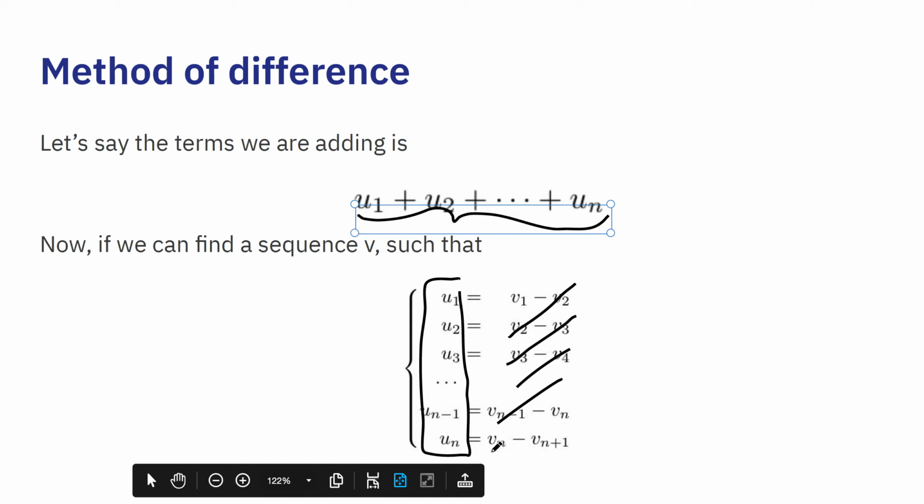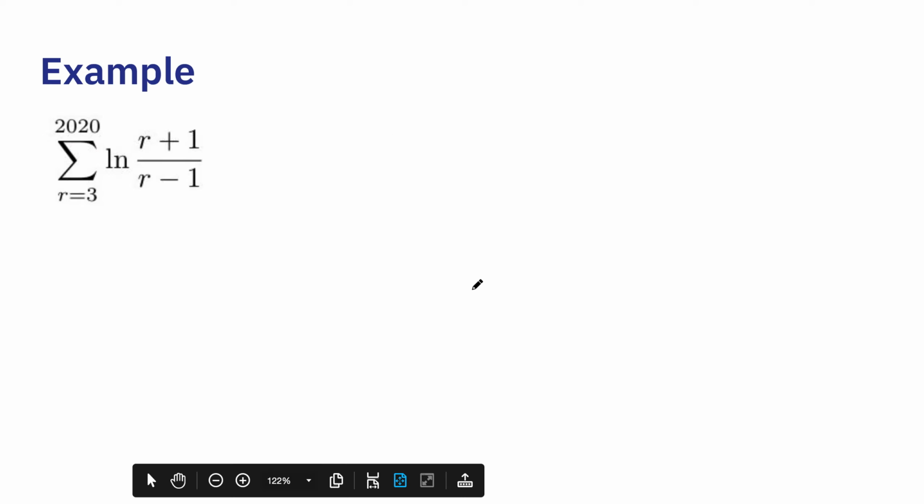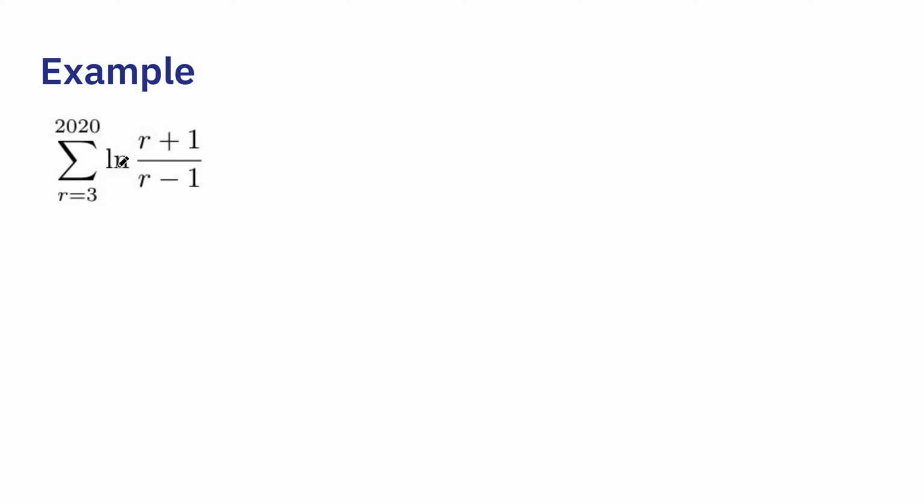Everything cancels out, even a vn minus vn cancels out too. So we are only left with the first term and the last term. So let me show you a demo. Let's consider this question. We want to add ln (r plus 1) over (r minus 1) from 3 all the way to 2020, and there's no obvious way to split this into multiple summations.